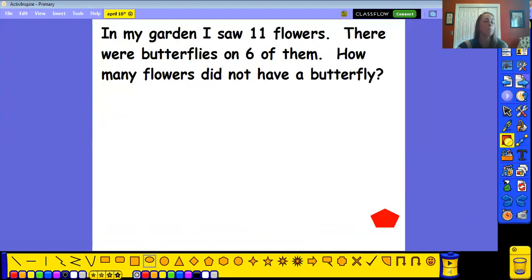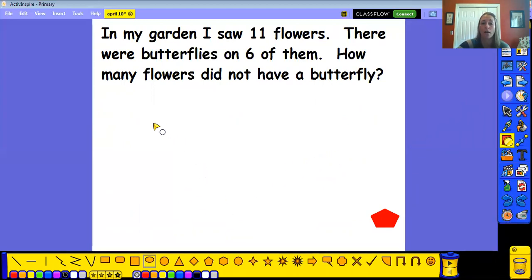All right, I have one more subtraction question for you that I would like for you to model. In my garden, I saw 11 flowers. There were butterflies on 6 of them. How many flowers did not have a butterfly? So you could solve this many different ways. You could do a part-whole.